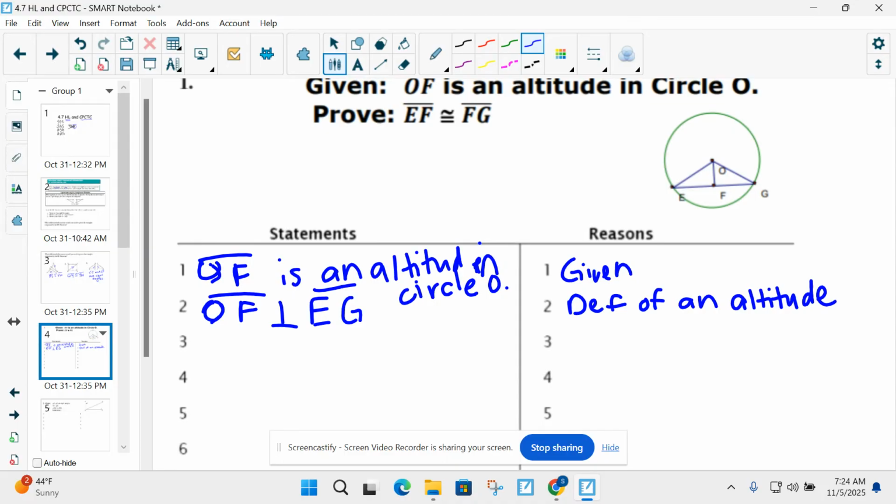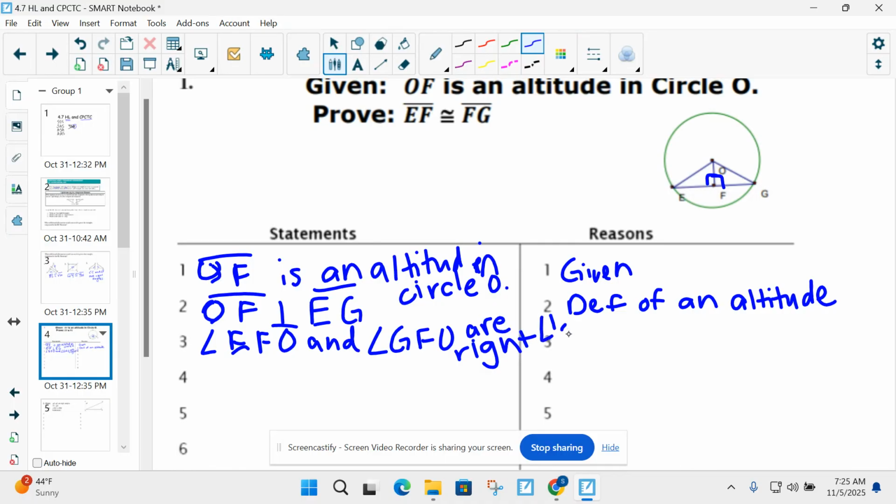All right, so since we have two perpendicular lines, by the definition of perpendicular lines, they form right angles. So the ones we're interested in here are EFO and GFO. So angle EFO and angle GFO are right angles. That's the definition of perpendicular lines.